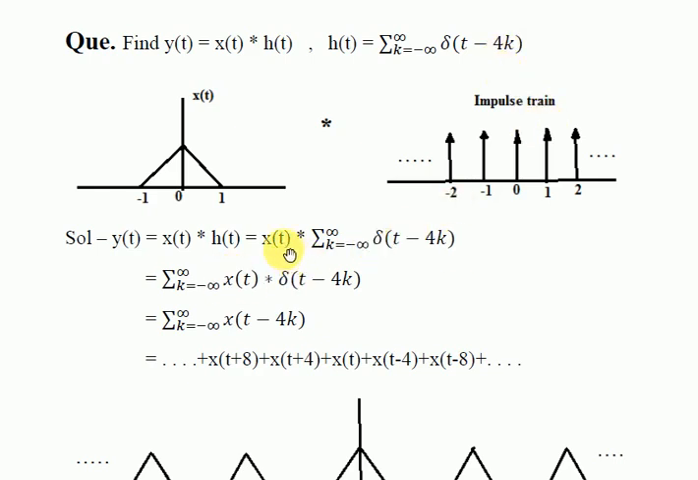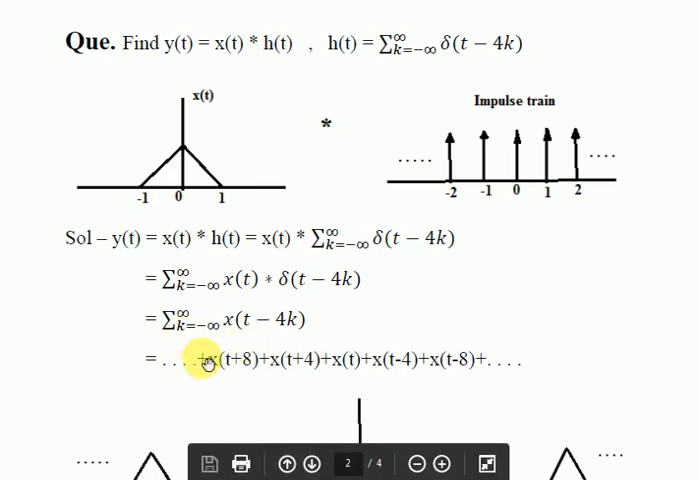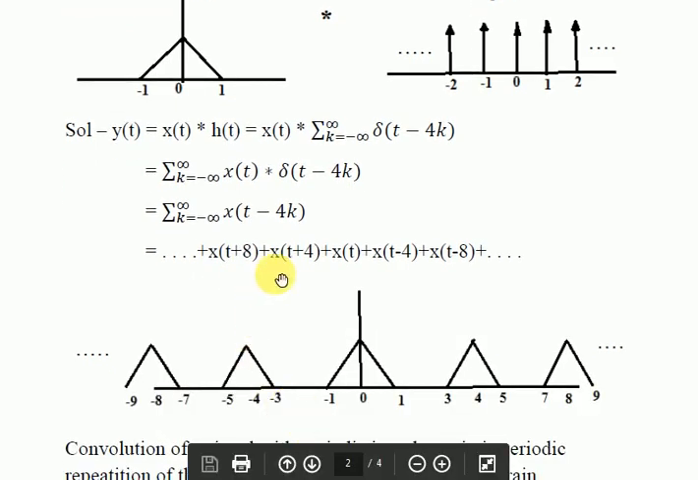Now you can put x of t inside the summation, because t is independent of k. Now, as we know, one property was, if you convolve these two signals, whatever term is in the impulse function will be replaced here. So you will get x of, instead of t, t minus 4k. Now you can expand the summation. Now you can draw it.